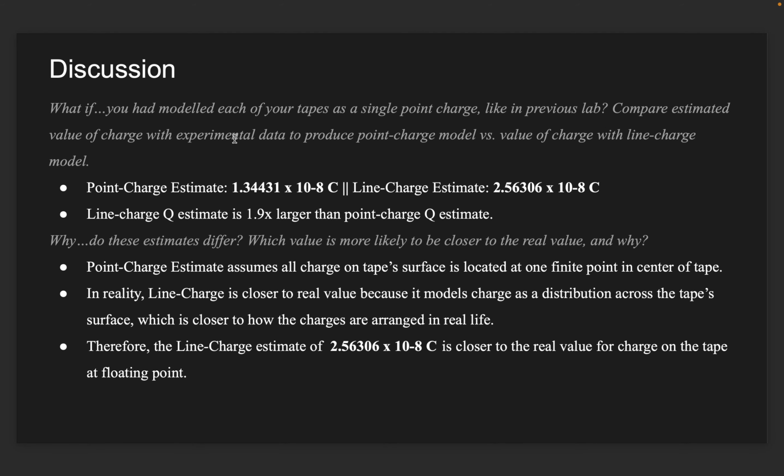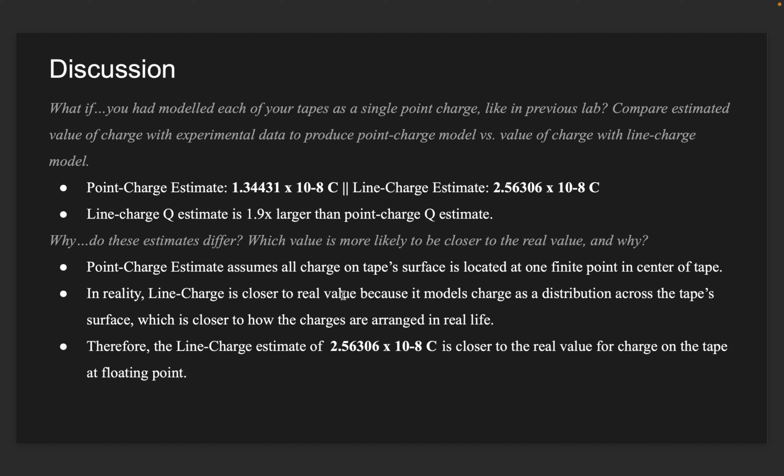So what if we had modeled each of our tapes as a single point charge like in the previous lab? If we had done that, the point charge estimate in our previous lab was 1.3 times 10 to the negative 8th. Our line charge estimate is 2.56 times 10 to the negative 8th. And our line charge estimate is 1.9 times larger than our point charge estimate. Why do these estimates differ?